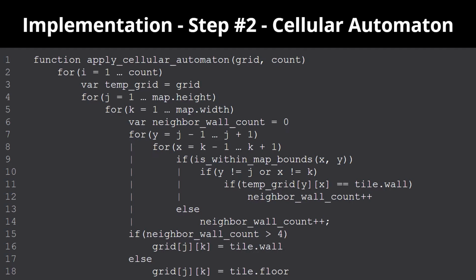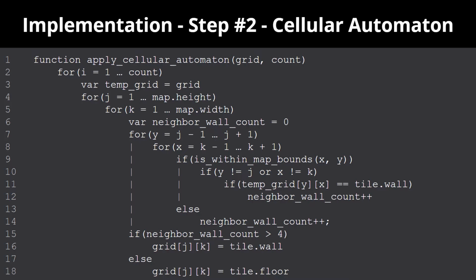Here's the routine in its entirety. We start by defining a function that takes two arguments, those being the noise grid that we generated from the noise grid function, and the number of iterations we want to do, labeled here as count. The for loop on line 2 serves to repeat the algorithm for the specified number of iterations. We start each iteration by copying our grid into a temporary grid. The temporary grid will be used for scanning the map from top to bottom and left to right, and counting the neighboring walls. The actual changes to the grid will be applied to the original grid array.